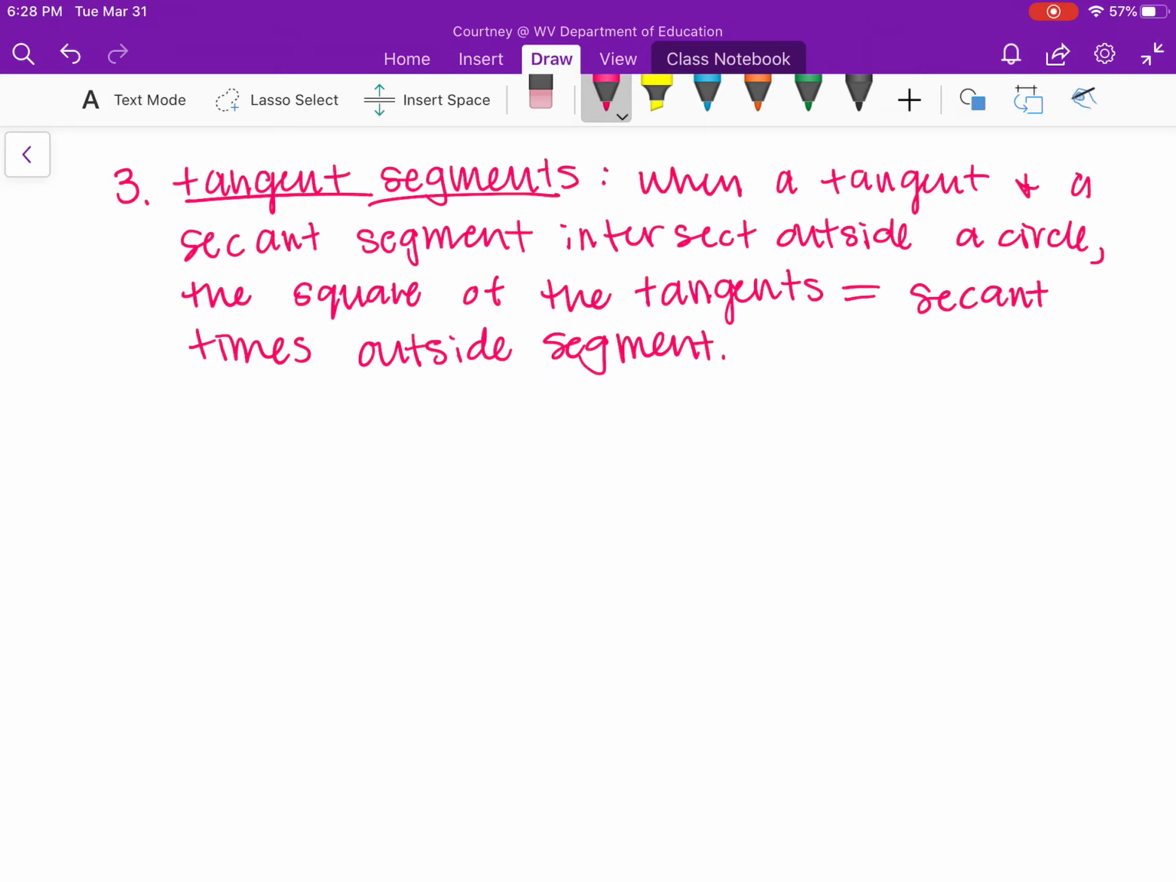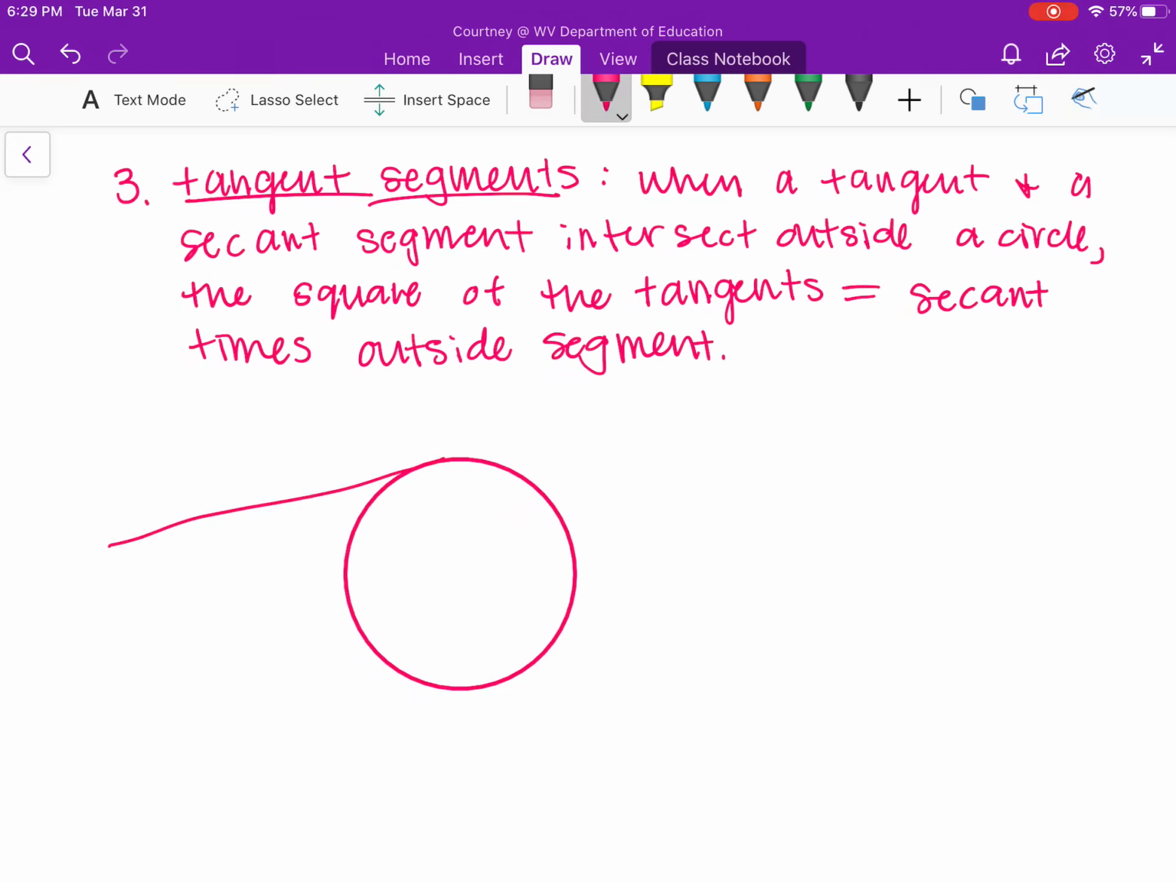Okay, so I'm going to tell you what that means. Keep writing. It says when a tangent and a secant segment intersect outside of a circle, the square of the tangent equals secant times outside segment. Okay, this is a pretty specific one here. I'll show you what it means here.